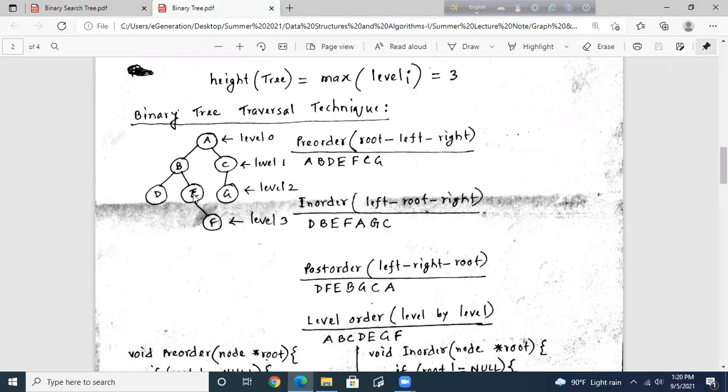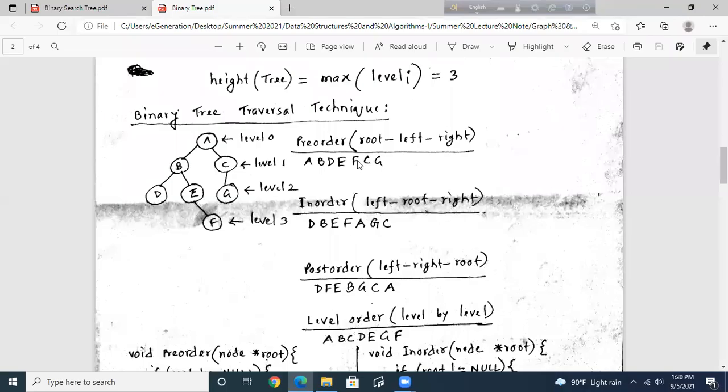Our root is E, so I have to write root is E. Then left, we have no left node. Then right, we have right node A. So I have completed up to this point.